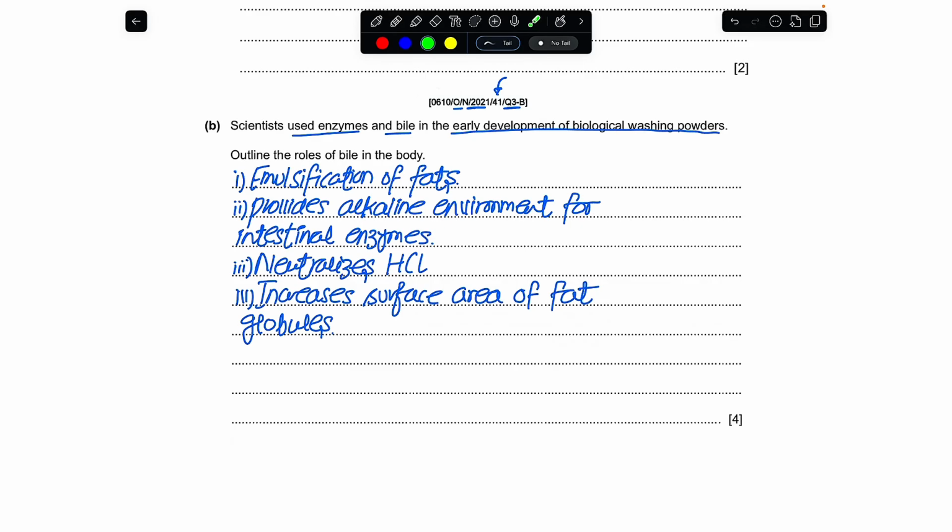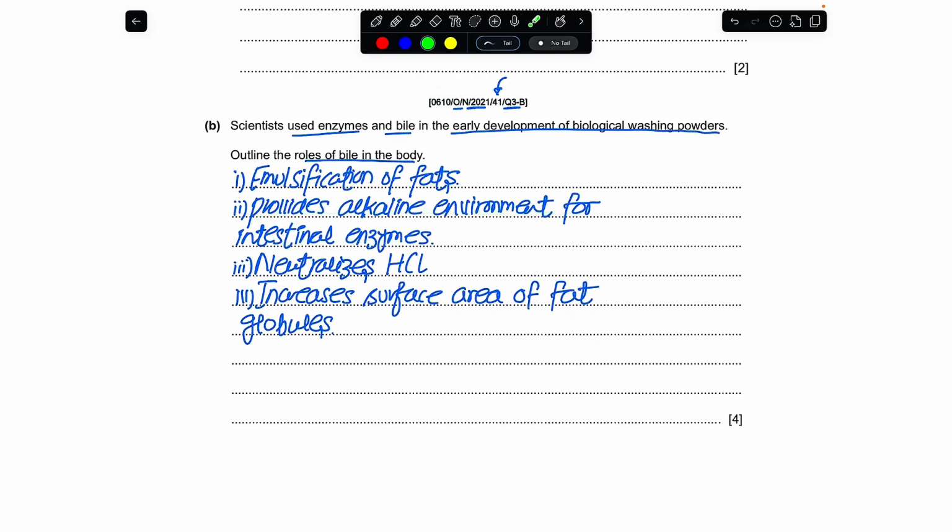This would be coming in the biotechnology, as we have been talking about the role of the bile in the body, so they are the same. So I will just simply read it out for you. We have done it in so many questions above. It brings about the emulsification of the fat, and then it provides the alkaline environment for the intestinal enzymes.